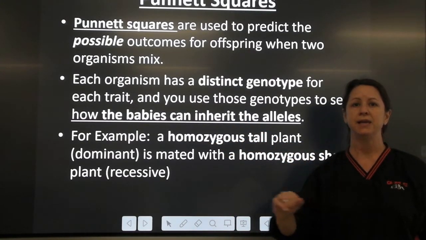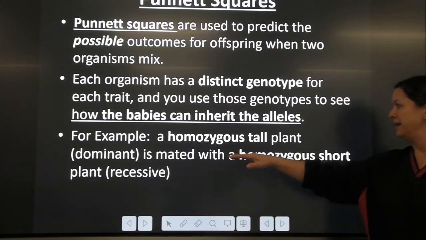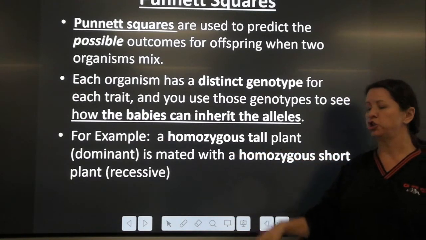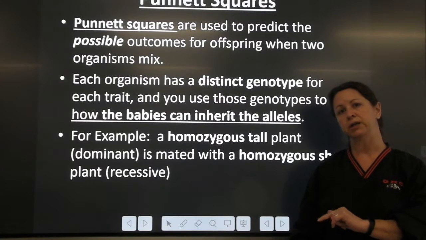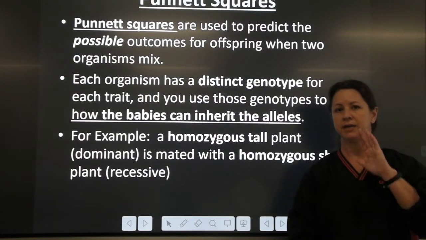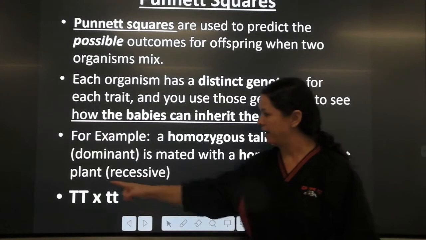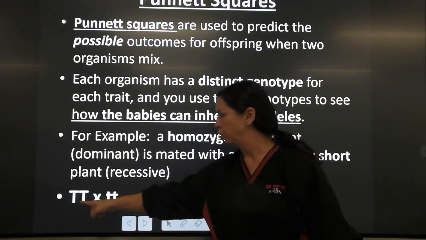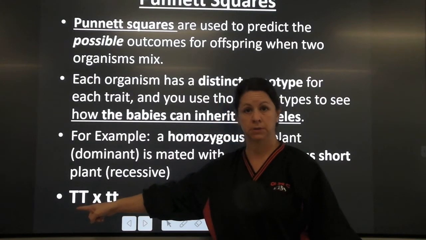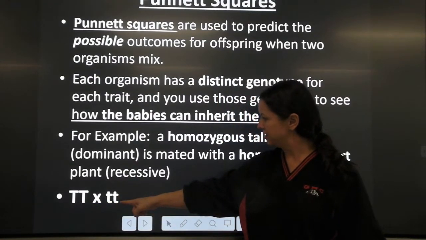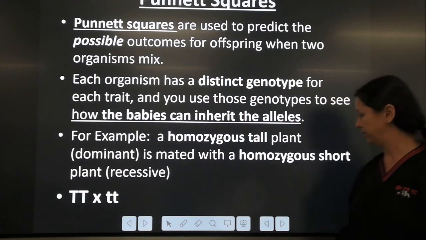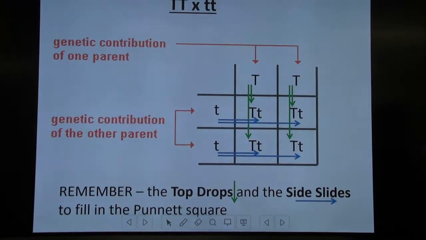For example, let's say you have a homozygous tall plant that's dominant, so you're going to be a big T and a big T, mated with a homozygous short plant. Short is recessive, so that's going to be a little t, little t. And you will have your parents look like this: homozygous tall, dominant, homozygous short, recessive. And if you have that, this is what you're going to get.